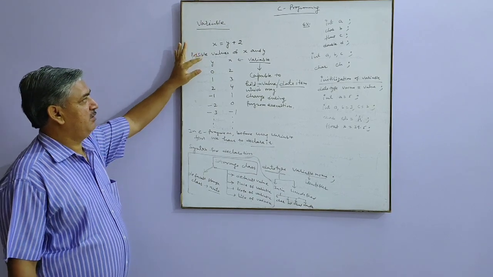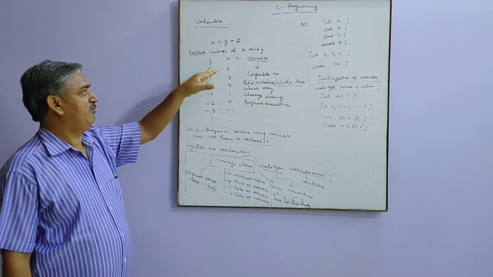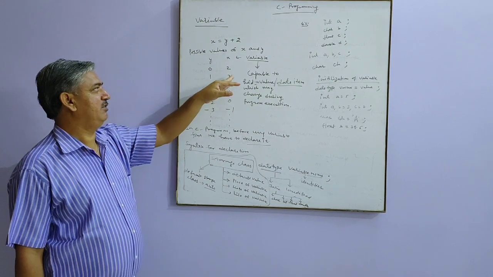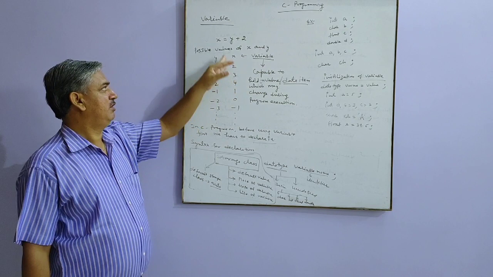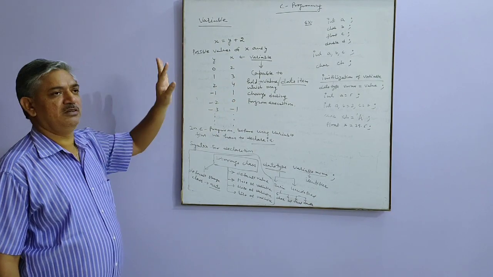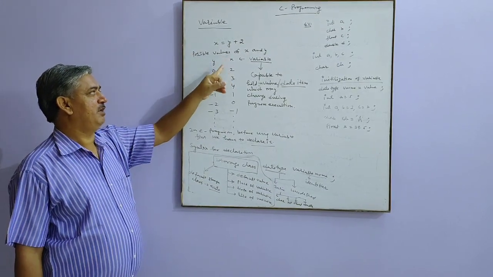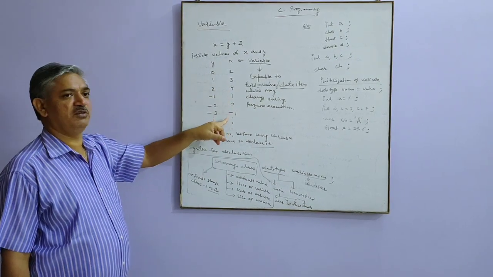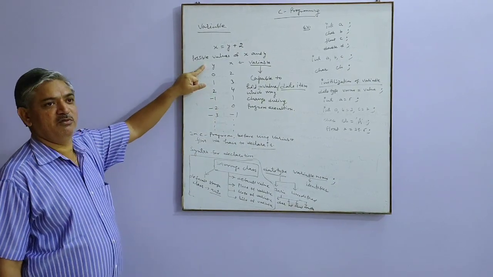In this expression, the possible values of x and y are: when y is 0, x is 2; when we put y as 1, then we will get x as 3; when y is 2, then x is 4; y is minus 1, then x is 1, and so on. It means the value of x may be 2, 3, 4, 1, 0, minus 1 and so on. That depends on the value of y.